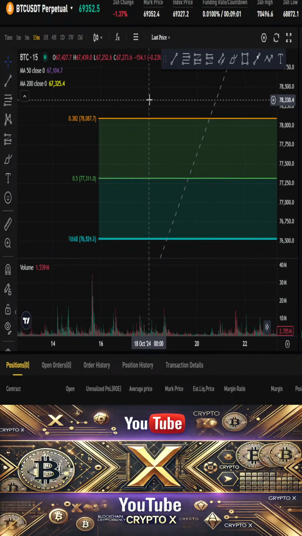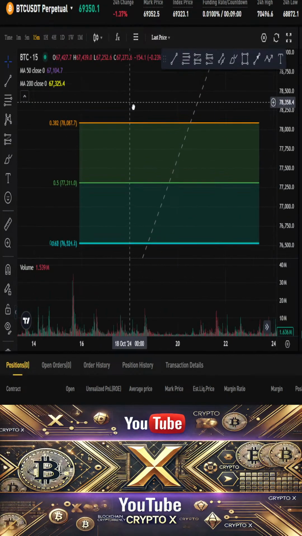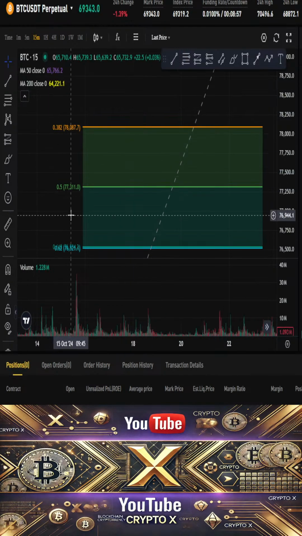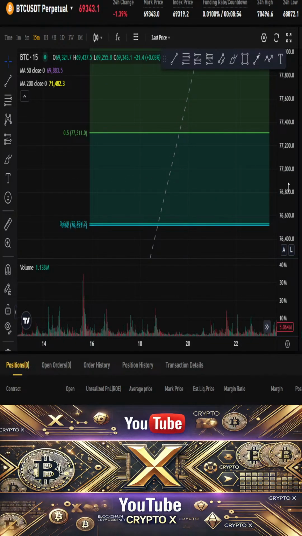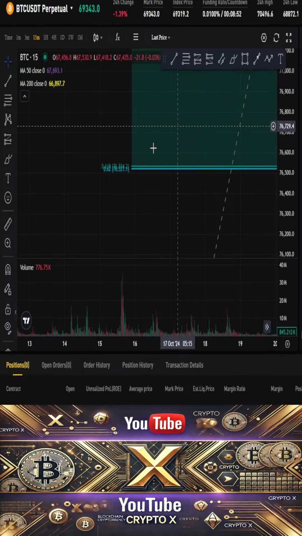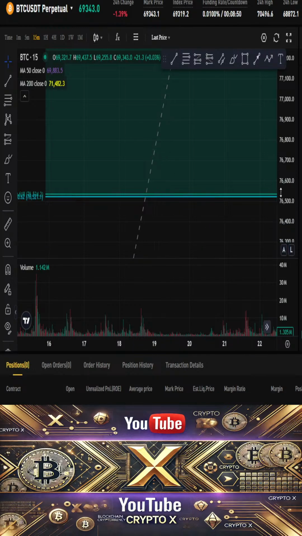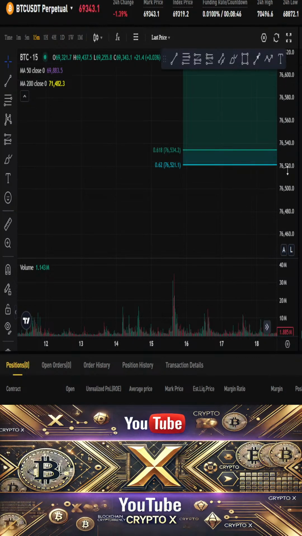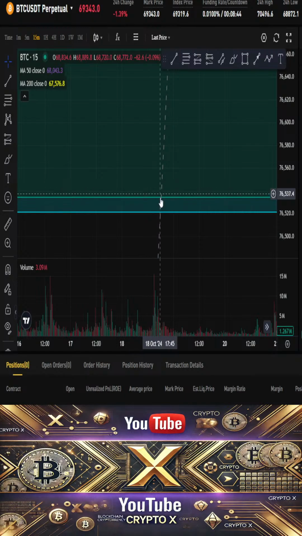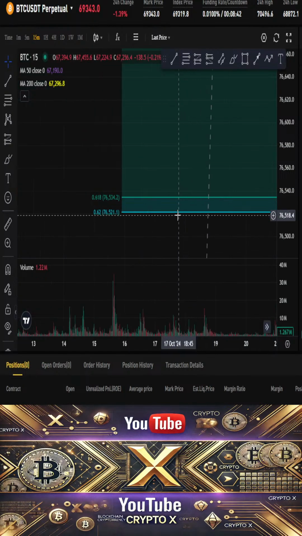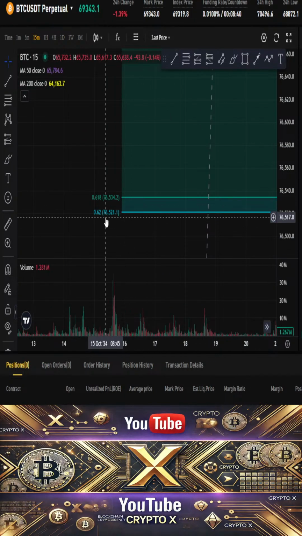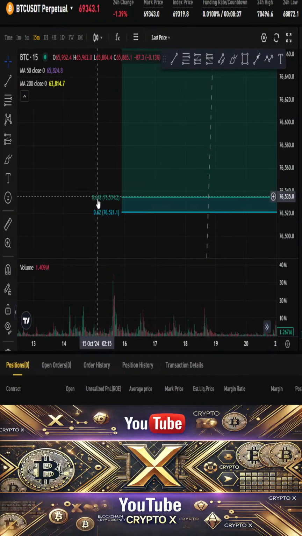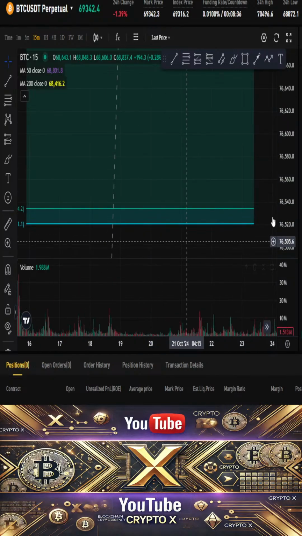What does this mean? There are 3 points: 0.382, 0.5, 0.618, and 0.62. There is just a 0.002 difference in these two of them. Yeah, I'm sorry, 0.002.